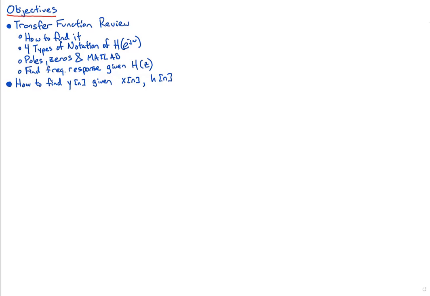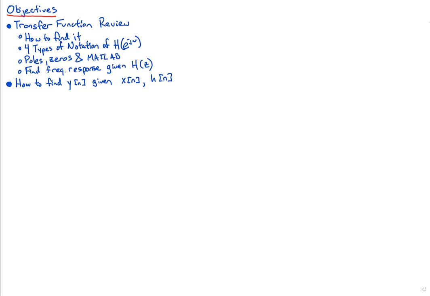I'm going to start off with a review specifically about what transfer functions are. We're going to talk about how to find them. There are 4 different types of notation, which has a bearing on today's lesson, what the poles and zeros are given a transfer function, and also how to plot them in MATLAB. And then last, we'll review how to find a frequency response, that H of e to the j omega, given your H of z.